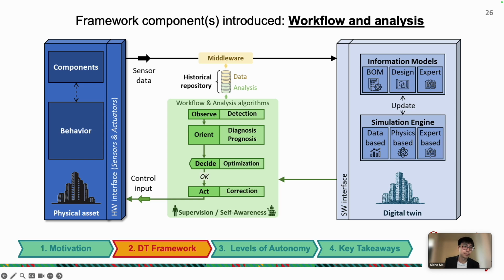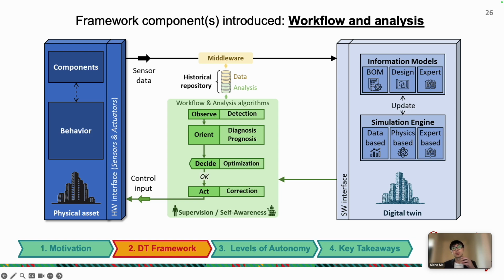And in the next step, we further introduce the downstream components related to workflow analysis, known as the workflow and analysis algorithms. This is basically the decision-making center of the whole framework. They take care of how incoming data is processed and transformed into actionable insights. Without it, the digital twin is a static repository of information, and it's not able to generate predictive or prescriptive insights.